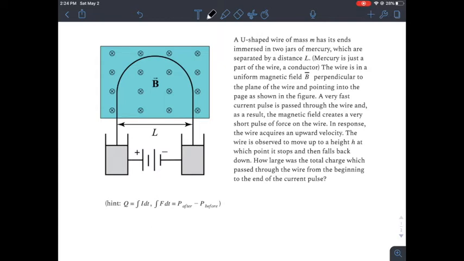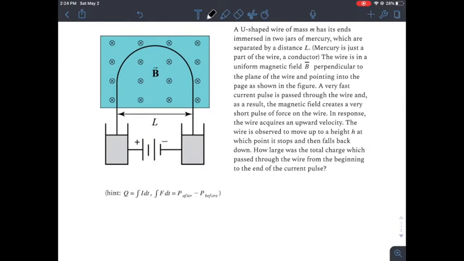And we have a hint: the total charge is equal to the integral of current over time, and the impulse, the integral of force over time, is equal to the change in momentum. So I want you to pause the video and try on your own. After you try, come back to the video and I'll show you how I did.